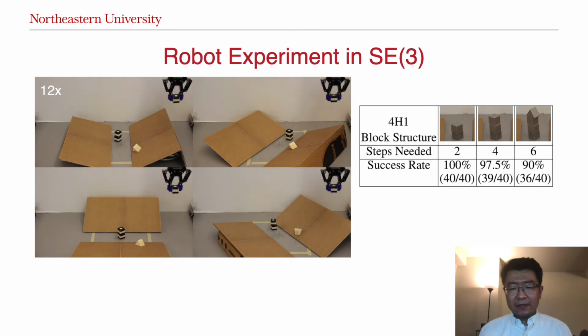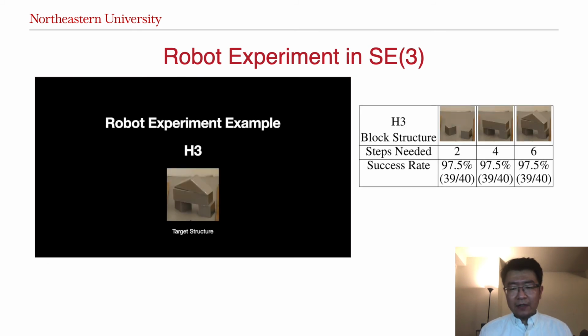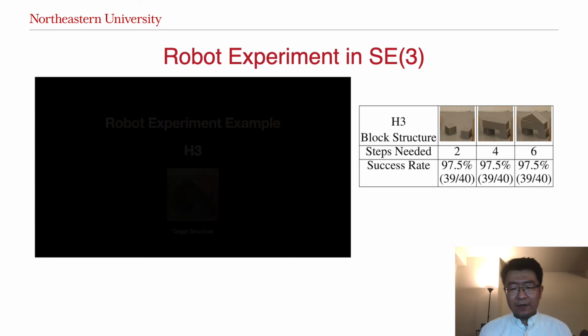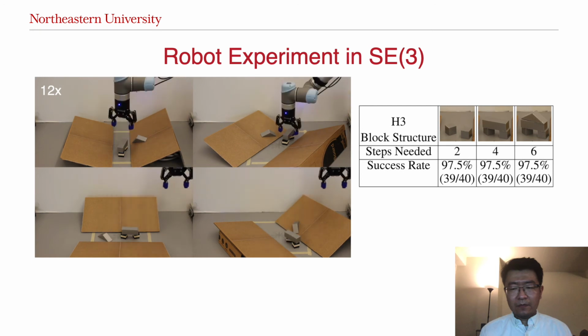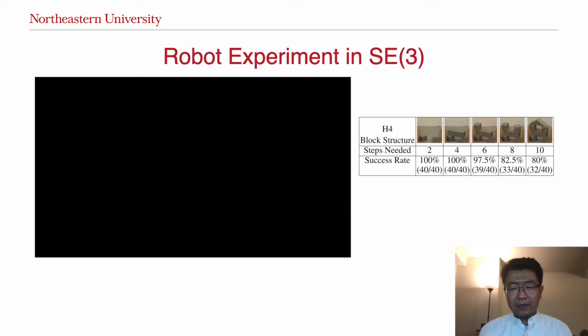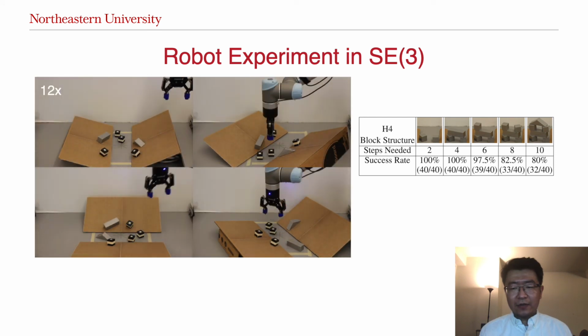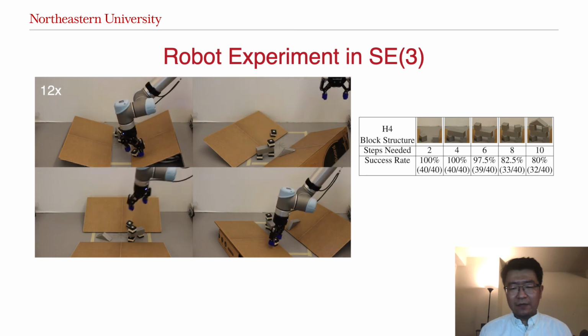The robot succeeds in 36 out of 40 runs in task H1. In task H3, the robot only fails in 1 of the 40 runs. H4 is the hardest task, where the robot needs to execute 10 actions to reach the goal structure. The robot succeeds 32 out of the 40 runs in H4.